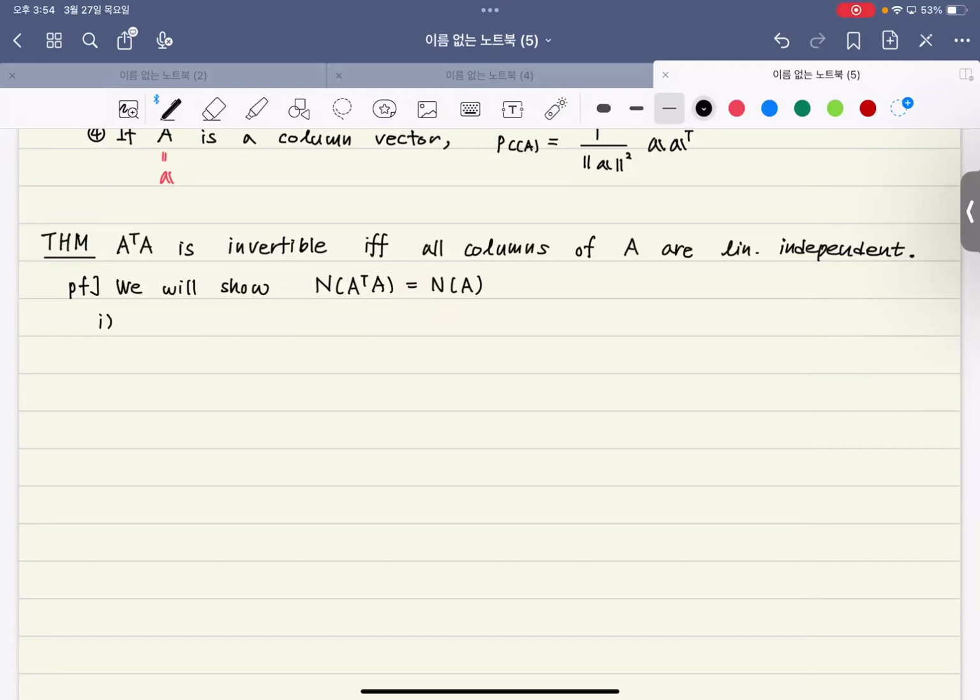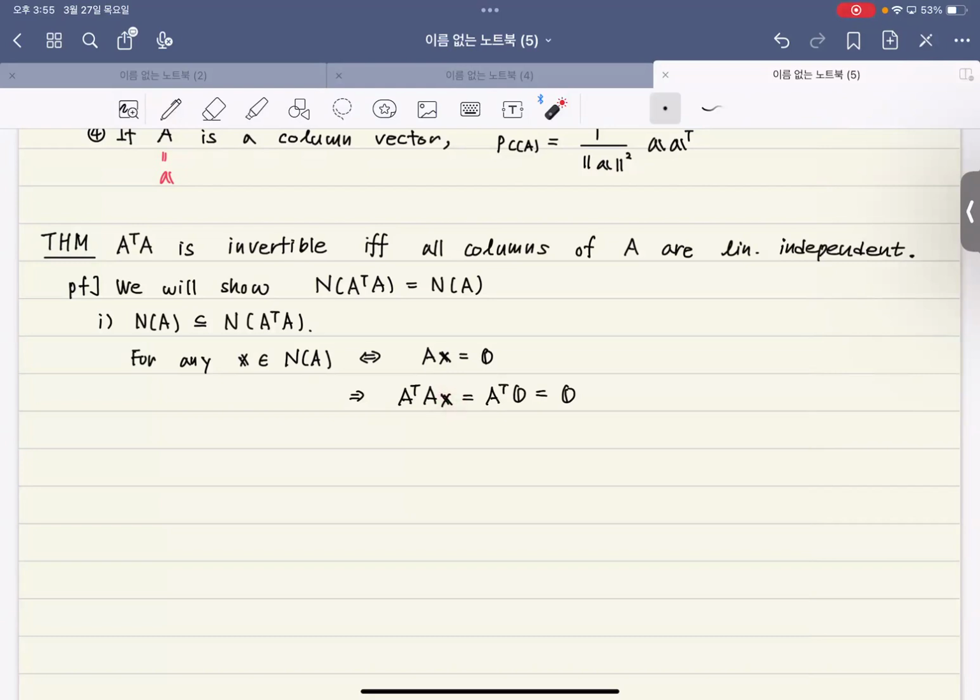Which inclusion is easier? I guess this inclusion is easy. Choose any vector x from the null space of A. This means A times x is the zero vector. Multiplying both sides by A transpose, again this is zero. That means multiplying x on the right of A transpose A, the resulting vector is zero. So this implies x is in the null space of A transpose A. Okay, so the proof is done for this inclusion.